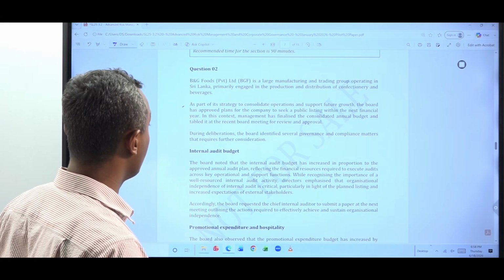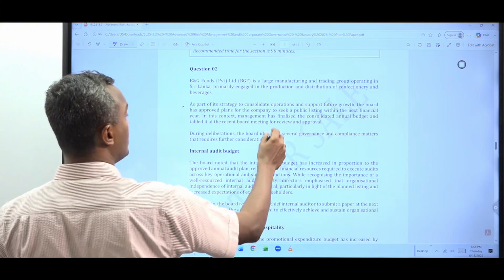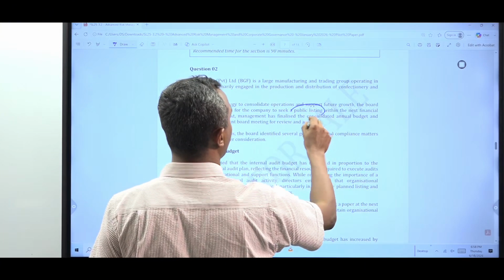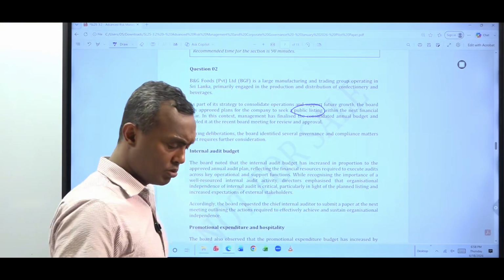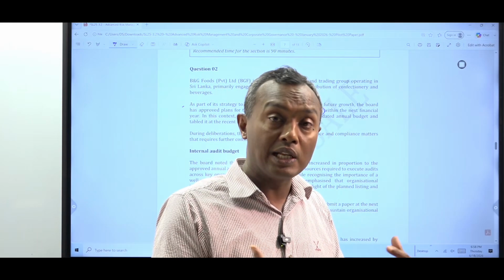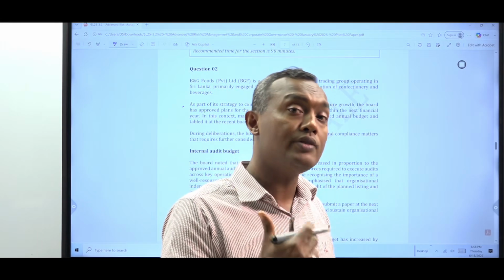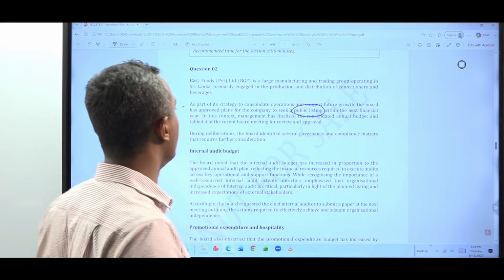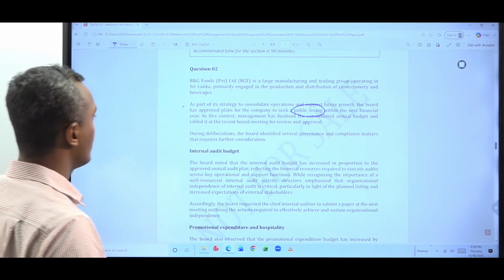So they are preparing, they are going to be listed. This is valuable information, right? Because when we talk about audit committee, remuneration committee, all of that is really relevant because the listing rules require you to have them. So this is a keyword. And they are now doing the consolidated budget.